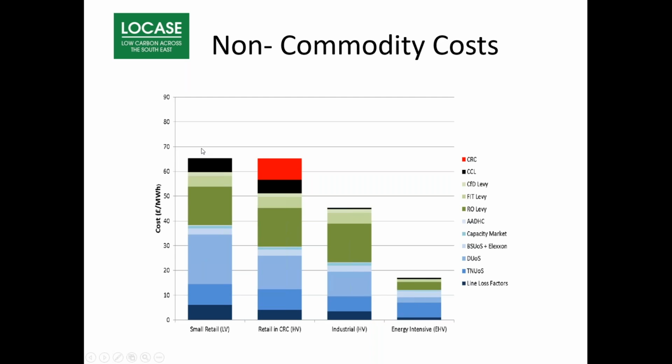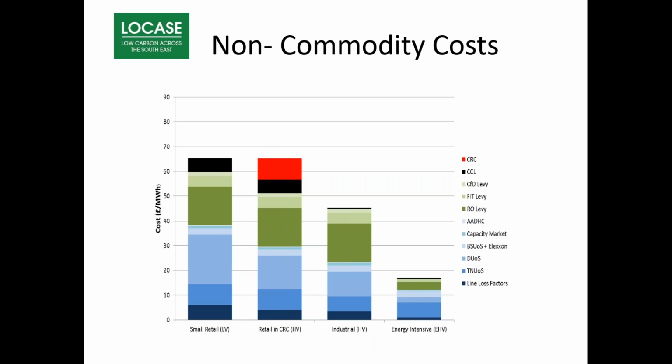So this is our section, this is our home section, and this is the breakdown of the non-commodity costs for a typical SME. The colours here represent different sections of the non-commodity costs. The top one here being the climate change levy. You'll see that there's no red section for SMEs for the carbon reduction commitment, the CRC. That's because to qualify for CRC, you need to be quite a large energy user.